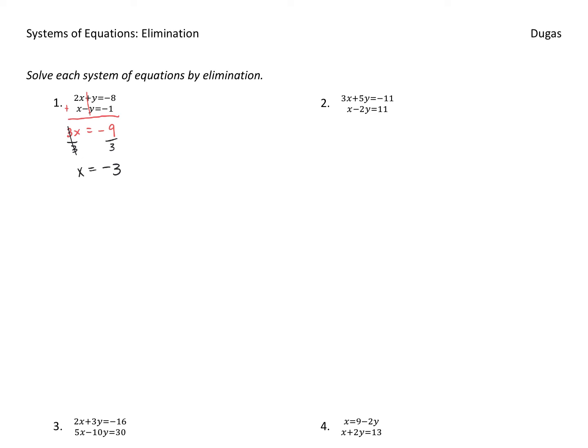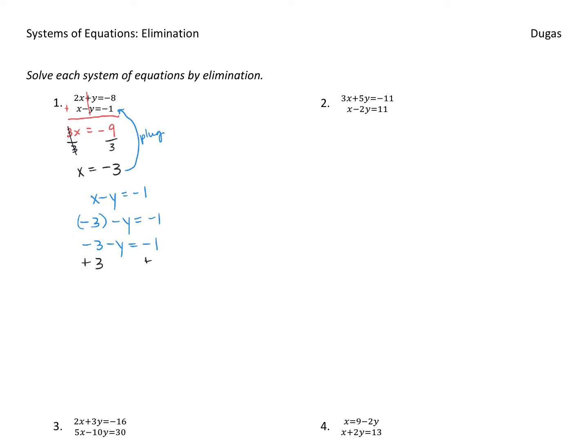So in my mind, the second equation looks easier, so I'm going to do that. So I'm going to plug this in to the second equation, but if you like the first equation, you can plug it in there. It doesn't matter which one you choose. So x minus y equals negative 1. I'm going to plug in the negative 3 for the x, and then I'm going to solve for y because now only y is left. So let's get rid of the parentheses. Negative 3 minus y equals negative 1.